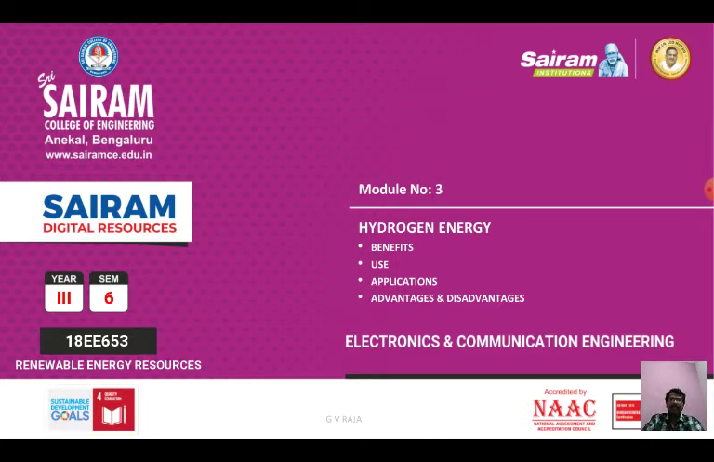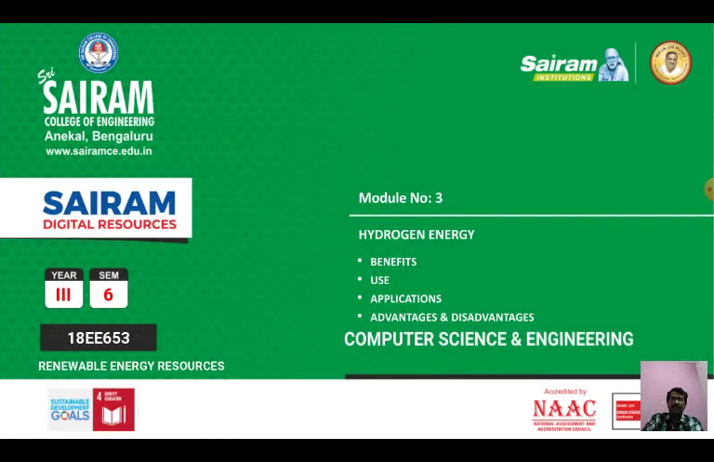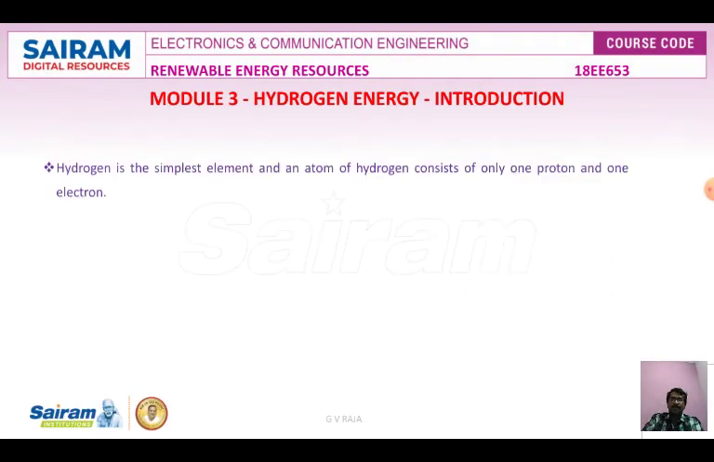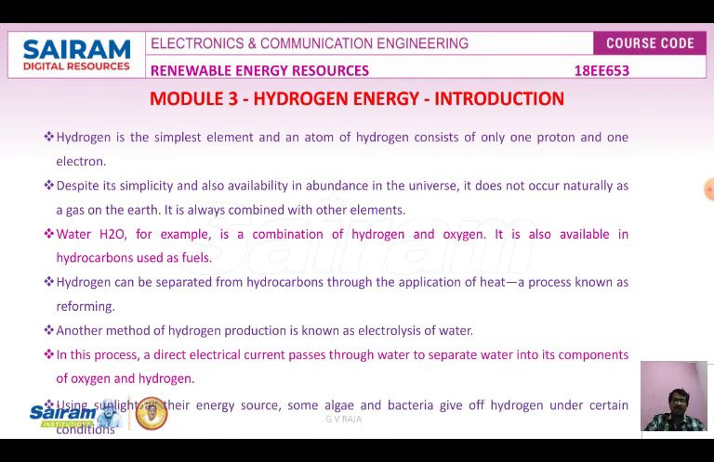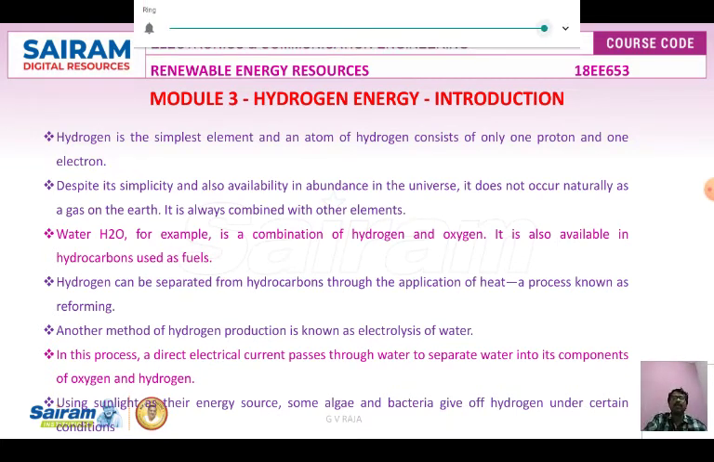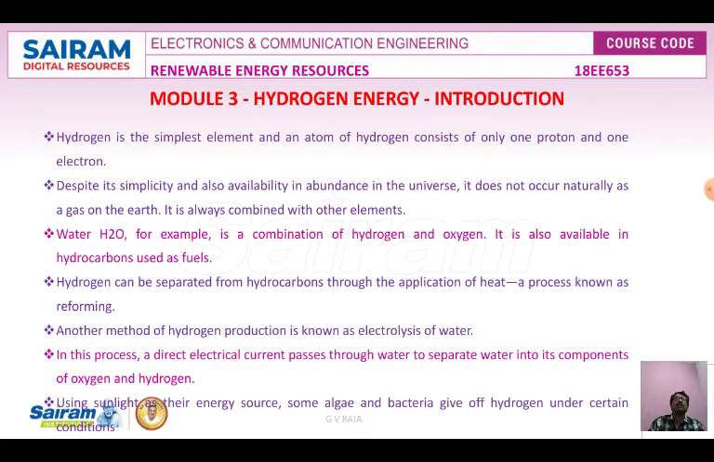So hydrogen is the simplest element, and an atom of hydrogen consists of only one proton and one electron. So it is very simple. And hydrogen is available in the universe. Nearly 85% of the matter in the universe is hydrogen. Hydrogen, nitrogen and oxygen are the three basic elements available. Enormous energy is available in the earth or in the universe.